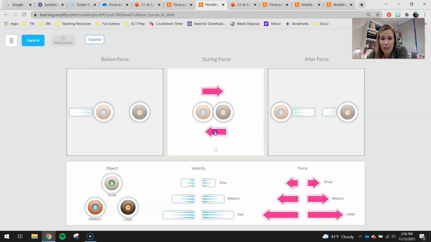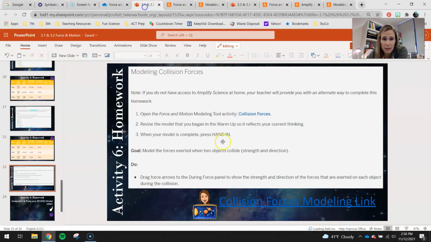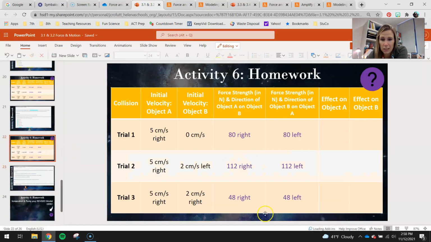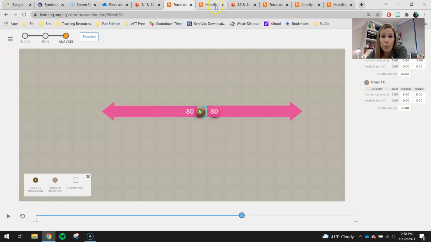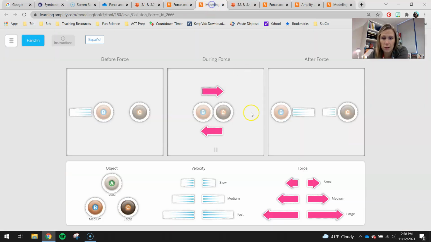And the key thing is that when we look back at our data tables, all of these values are equal. So when we're talking about the strength of the forces or the size of those arrows, they should be equal as well, but in opposite directions. You guys can see them here. They're equal, but in opposite directions.